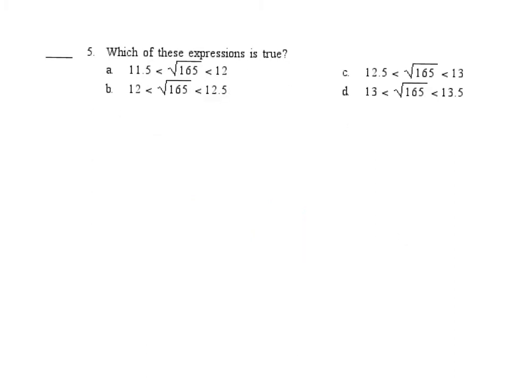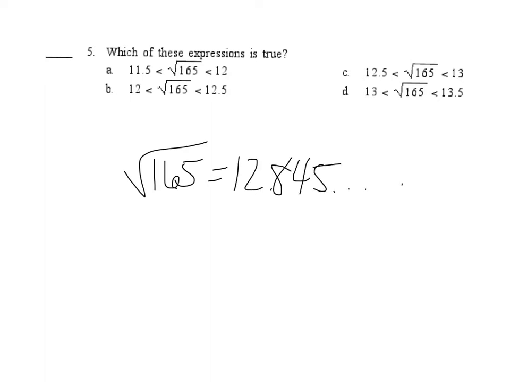The next question, same type question, but this time I need to find the square root of 165. The square root of 165 is 12.845, and it goes on and on and on. So this time I have to look a little bit closer because I have some decimals in my answers. So does 12.845 fall in between 11.5 and 12? No, because 12.8 is bigger than 12, so it's not smaller than 12. So I know that one's not a good answer.